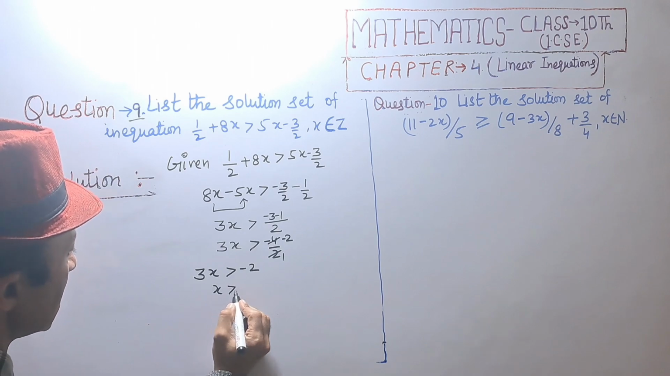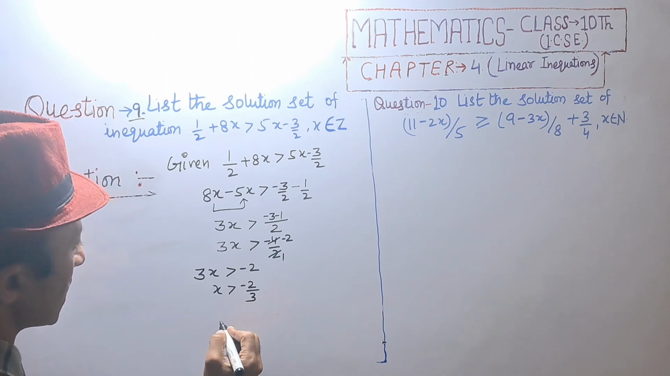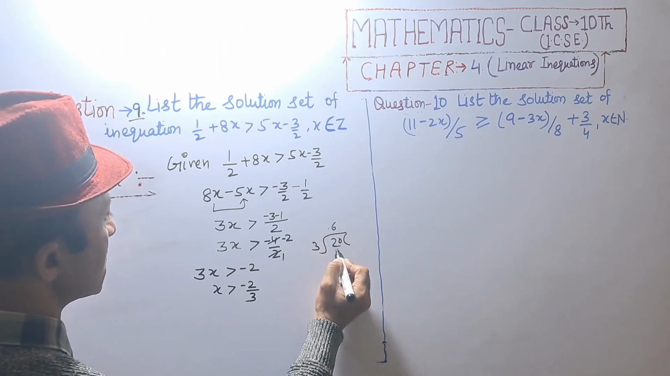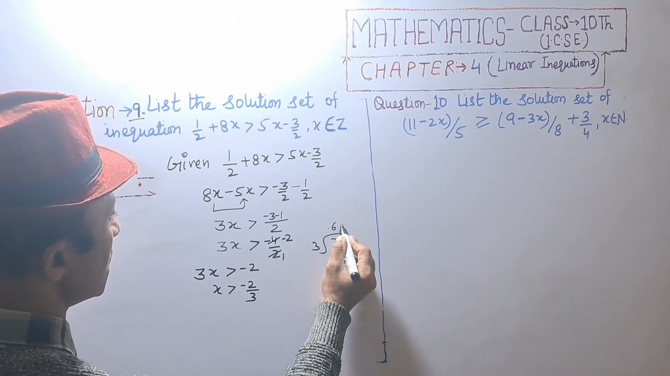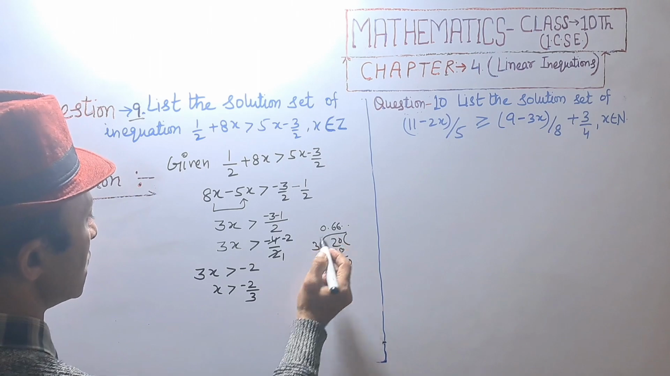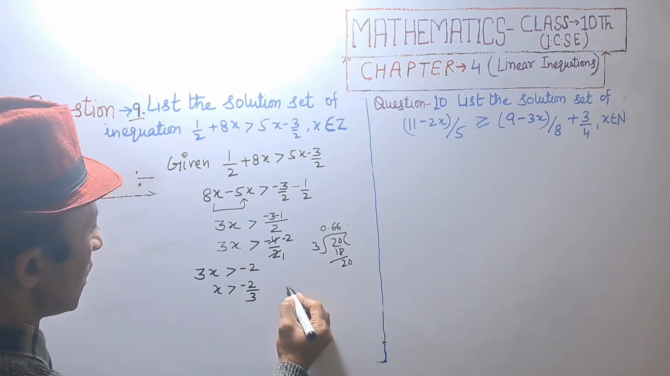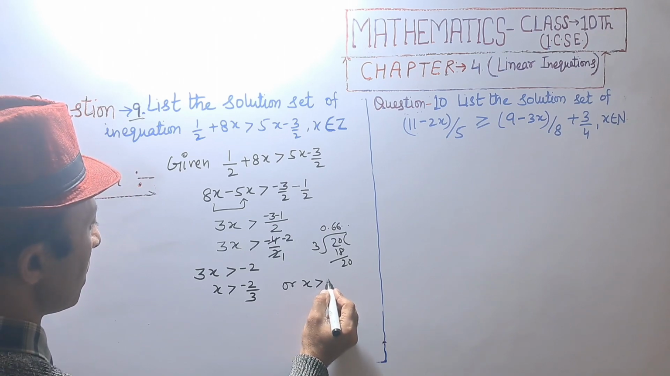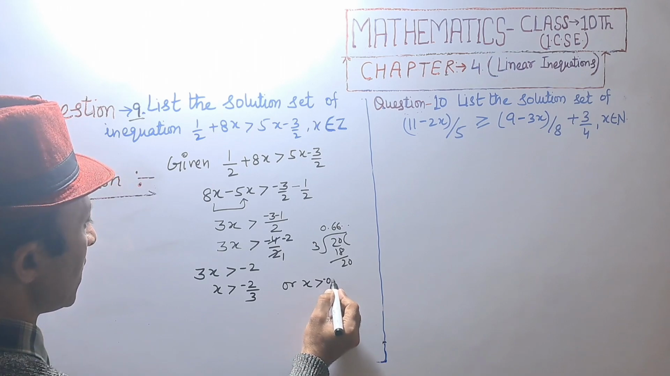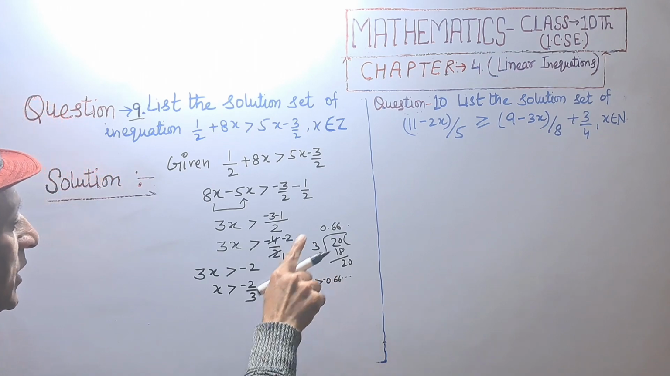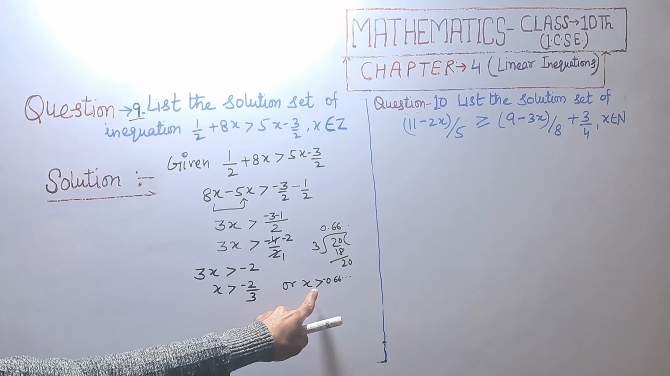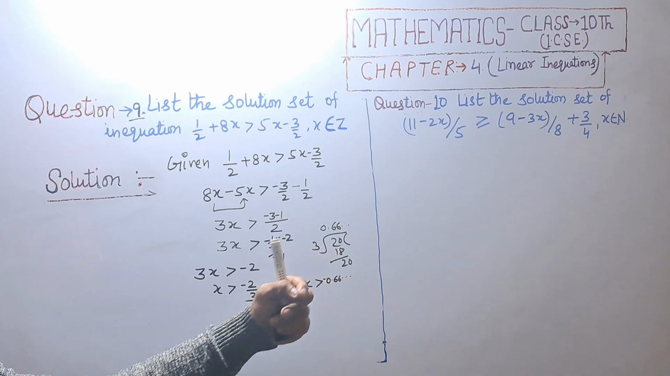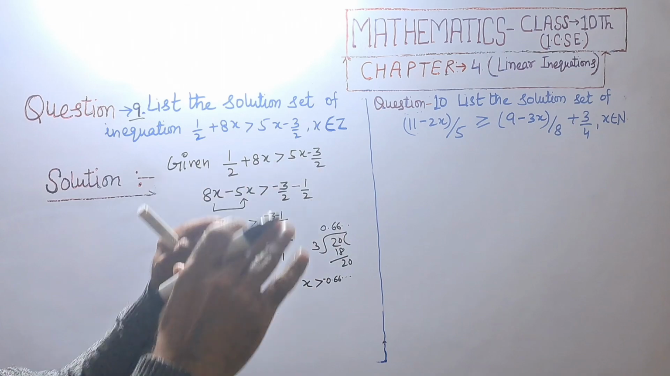x is greater than −2/3. 2 divided by 3 is 0.66 and so on, so x is greater than −0.66. That means x is greater than −0.66, so the integers are 0, 1, 2 and so on.